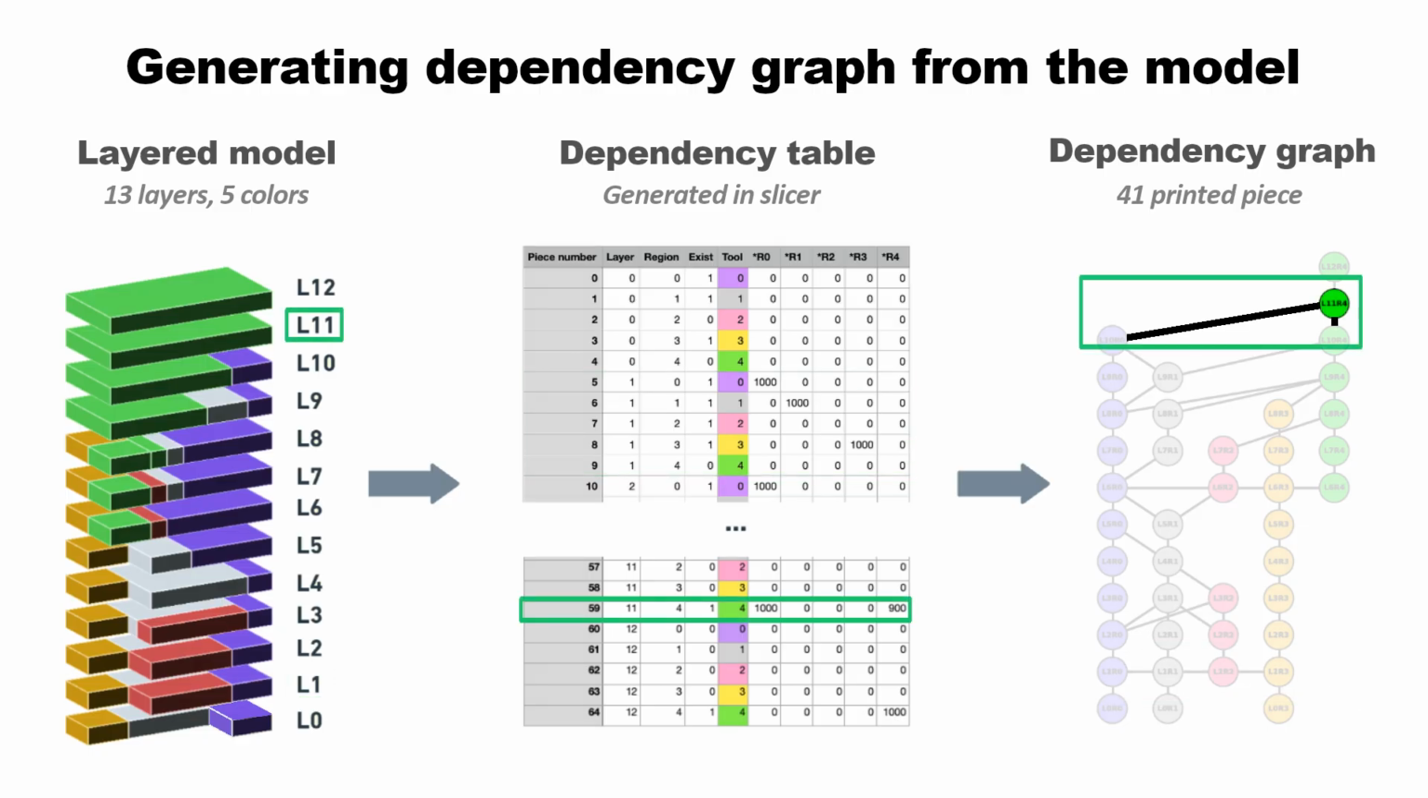Looking at layer 11, there is only one green region left, L11R4, intersecting with the purple region L10R0 and the green region L10R4 on the layer below. To complete printing this green region on layer 11, we must first print both the purple L10R0 and green L10R4 regions on layer 10, which is immediately below it. Therefore, region L11R4 cannot be printed until regions L10R0 and L10R4 are completed.